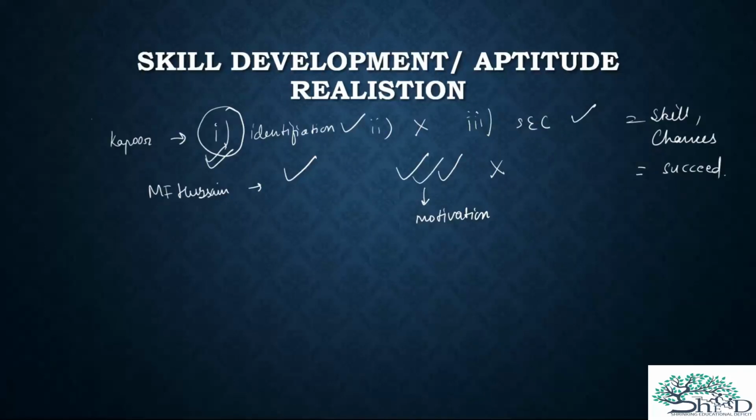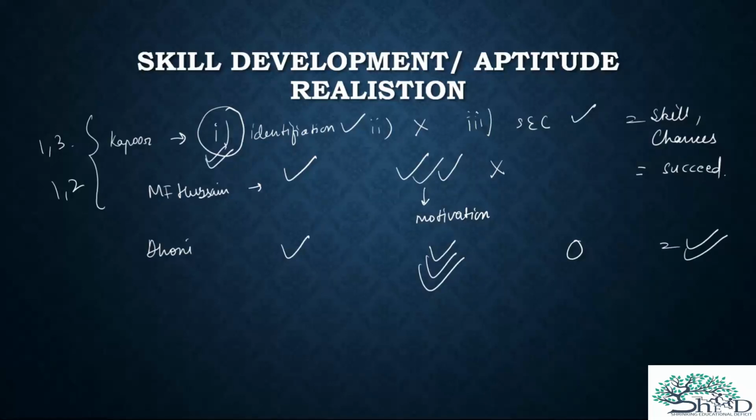So I've given you two examples, where the first and third were there, and here the first and second were there. Let's take the example of Dhoni also. He had very high motivation, obviously he had skill. Here somewhat things were lacking but he still succeeded. So this is how we can imagine and change the examples and try to understand how some people are successful more than others.